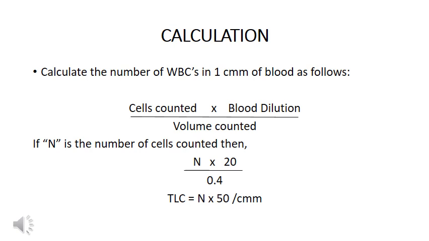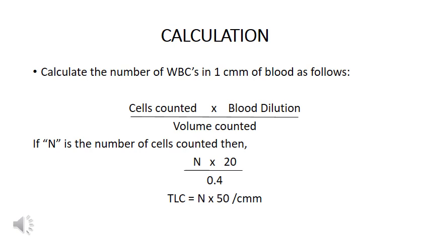In any study in which you are using four corners and a Neubauer chamber, we will use this formula. If N is the number of cells counted, suppose N is the number of cells counted, which may be 10, 20, 25, 100, 50, 500, whatever number of cells counted, then we will multiply this counted cell number with the blood dilution, which is actually 20. So N multiplied by 20, then we will divide by the volume of the Neubauer chamber, which is 0.4. So we will divide N multiplied by 20 over 0.4.